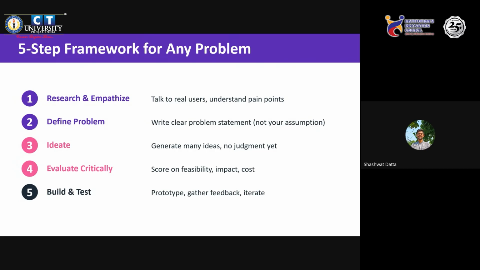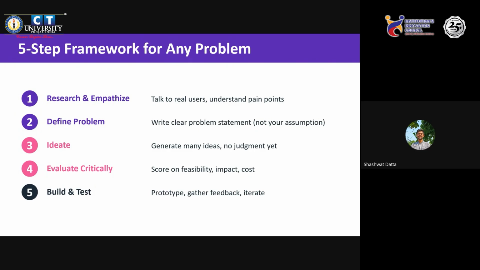Secondly, you define problems. You write down the problems. What are the real problems? It's not that I assume students want better water bottles or cheap water bottles, but that students want to keep water cold for multiple hours without adding weight to their bag. That is how you define the exact problem that you want to solve.